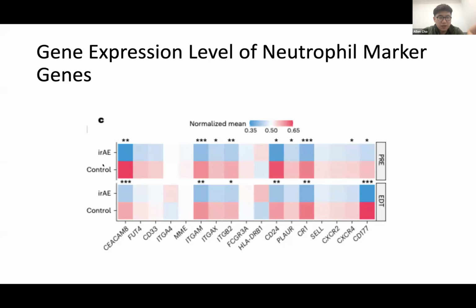And so we can see that in the IRAE group, a lot of them show decreased expression compared to the control within the pre and the EDT. And then when we're comparing the pre and the EDT of just within the IRAE group, there's less expression in the adverse event group, is how I understood this graph. Very difficult to understand, but yeah.